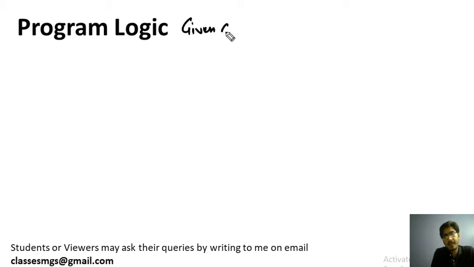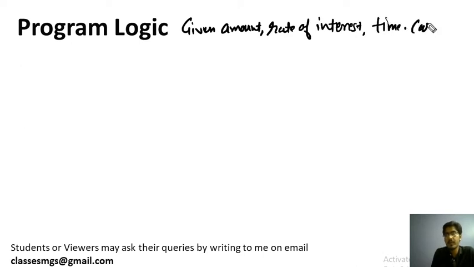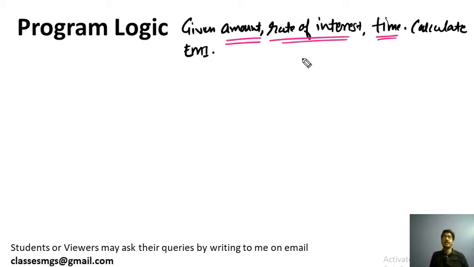Given amount, rate of interest and time, calculate EMI. Okay, so this is your actual practical. You are given the amount, rate of interest and the time for which the amount is given. Then you are supposed to calculate the equal monthly installment.